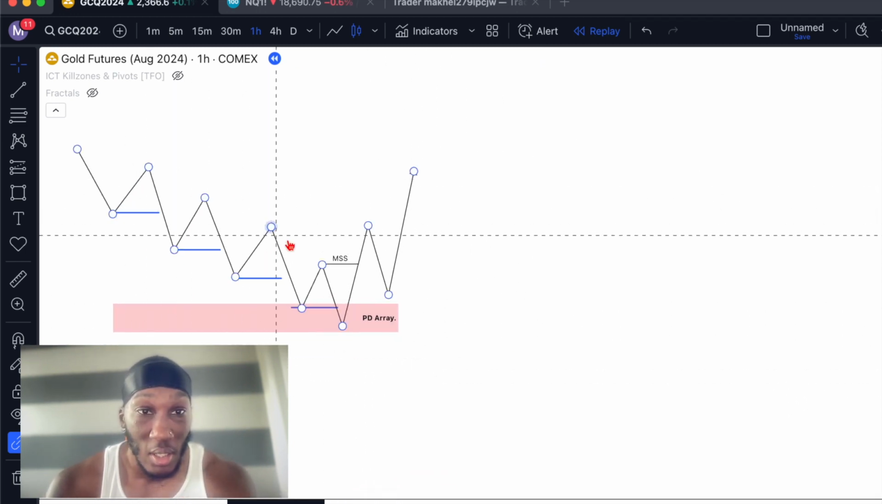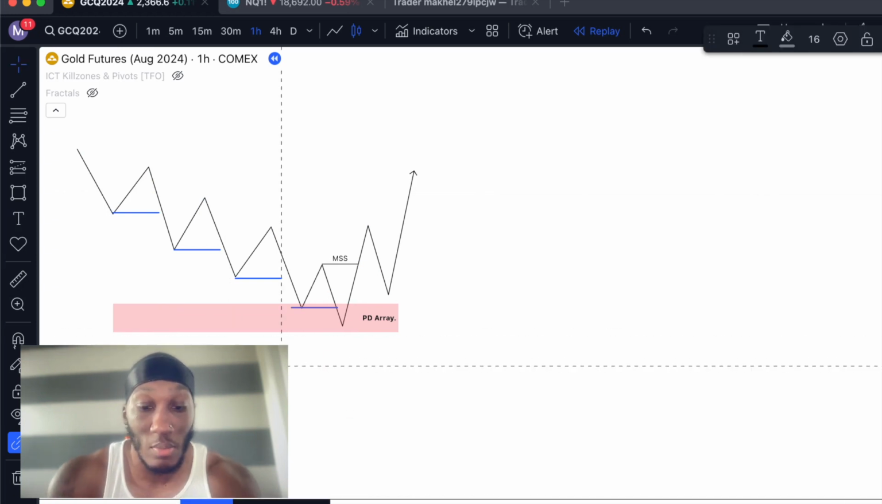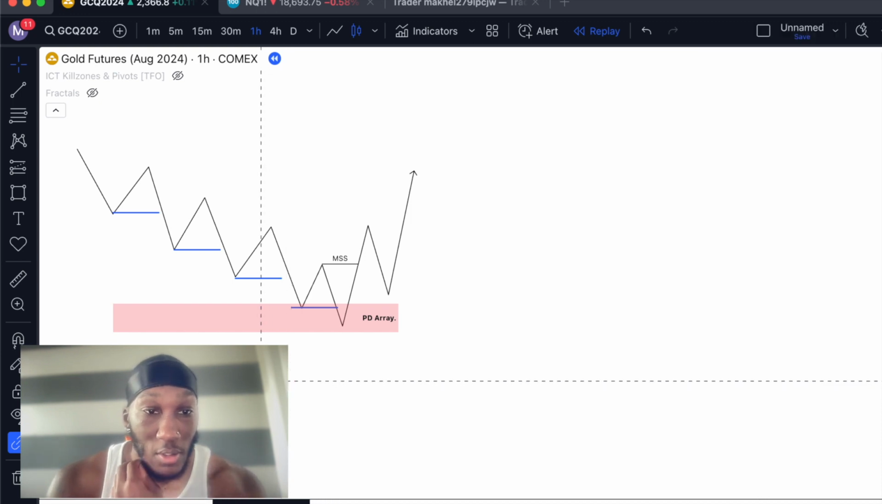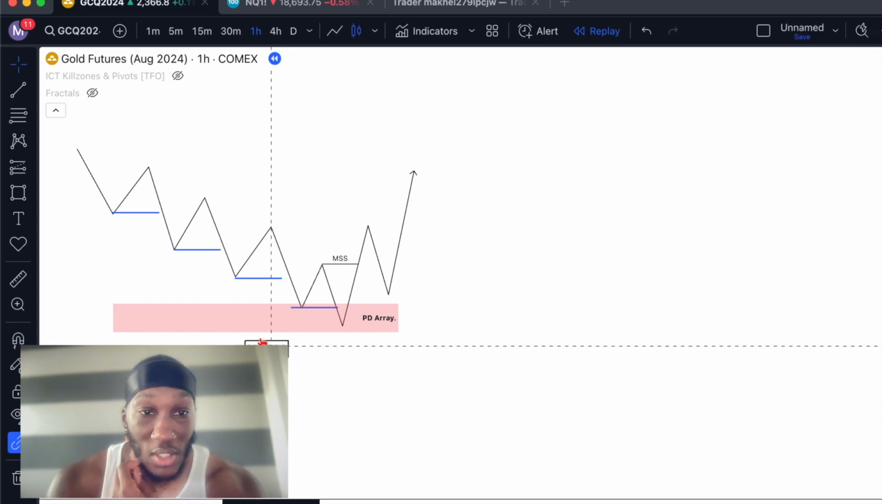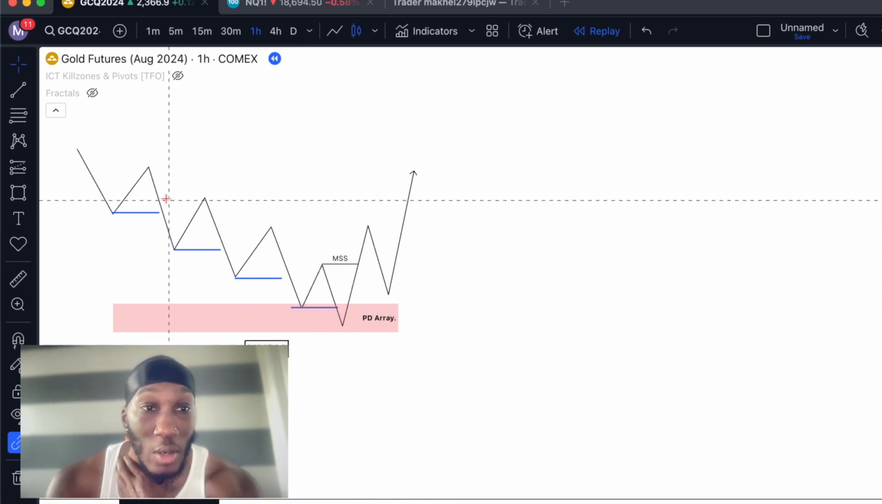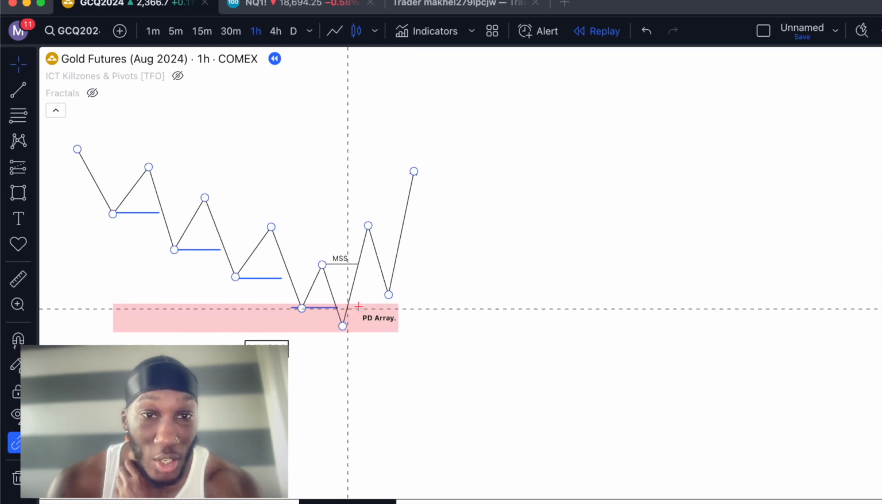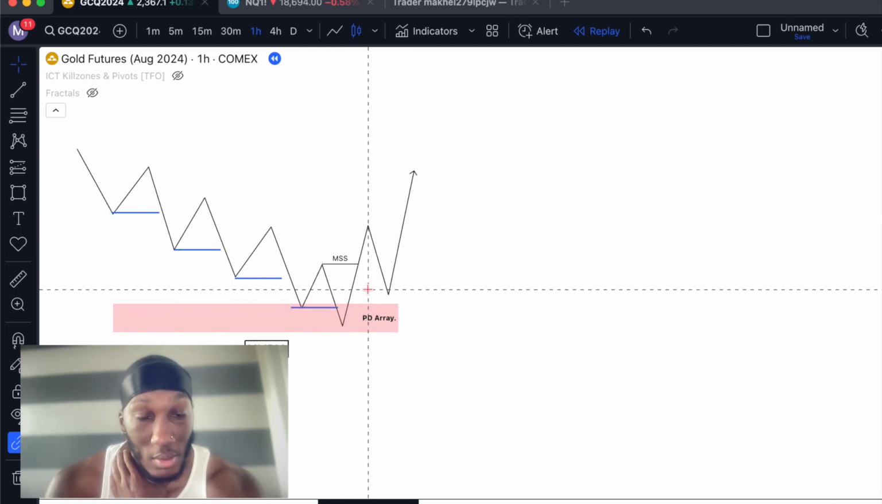I'm going to mark this out actually. This is a market maker buy model. So now the same thing, this is market maker buy model structure. This is how it's going to form on any time frame. When price is selling off and you're looking for a reversal, this is what you're looking for right here. Once this occurs, buyers are in the market.